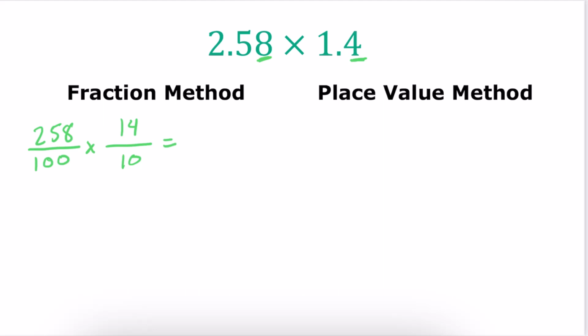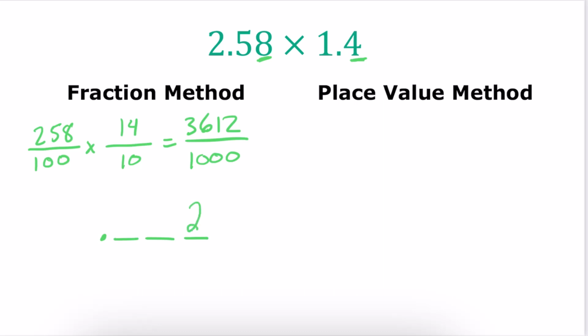So I'm going to use my calculator to multiply 258 times 14, and that gives me 3,612 over 100 times 10 is 1,000. And again, when you're teaching this to your students, you wouldn't use a calculator. You would actually go through and calculate out 258 times 14 by hand. But I'm just using a calculator for the sake of time. And if we get the answer 3,612 over 1,000, then that tells me that my last decimal place is going to be the thousandths place value.